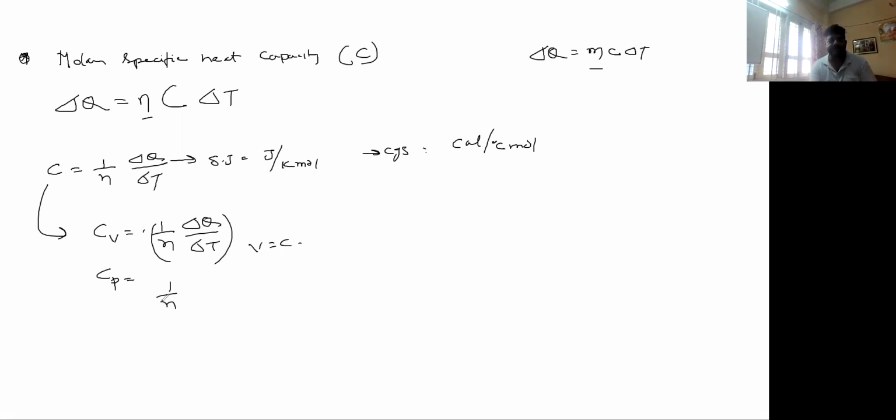And if my pressure remains constant, then it is called molar specific heat capacity at constant pressure. And the rest we all know: Cp minus Cv equals R, Cp by Cv equals gamma, that is 1 plus 2 by f. We know all these things.